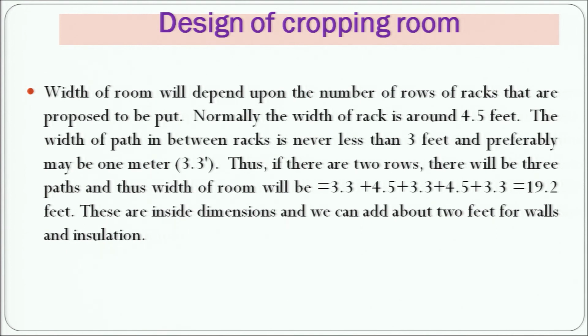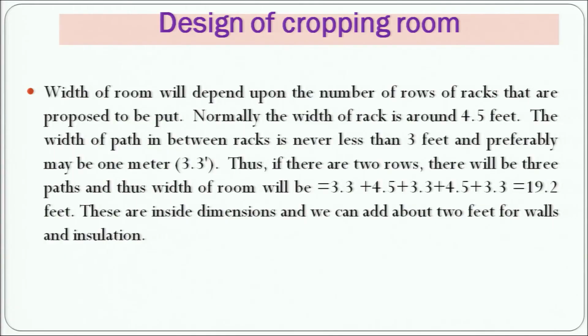Normally the width of a rack is around 4 to 5 feet. The width of the path between racks is never less than 3 feet and preferably 1 meter. Thus, if there are 2 rows, there will be paths and the width of the room will be like this. These are the inside dimensions, and we can add about 2 feet for walls and insulation.